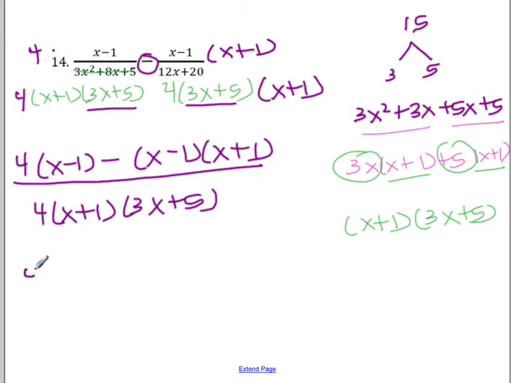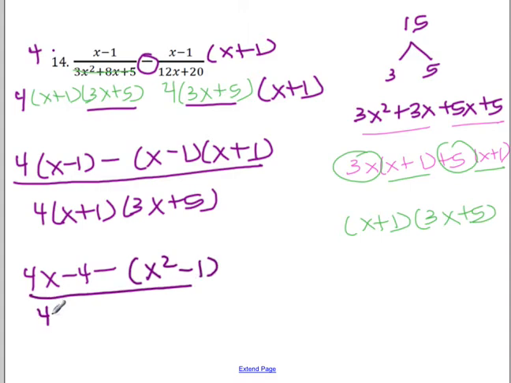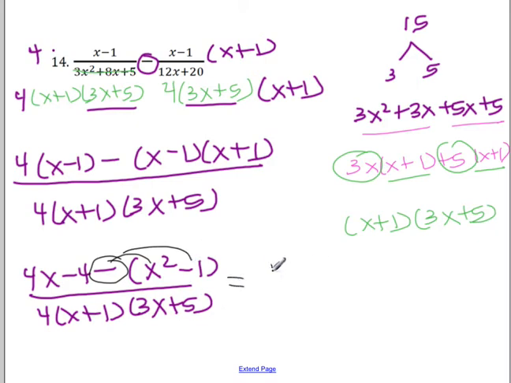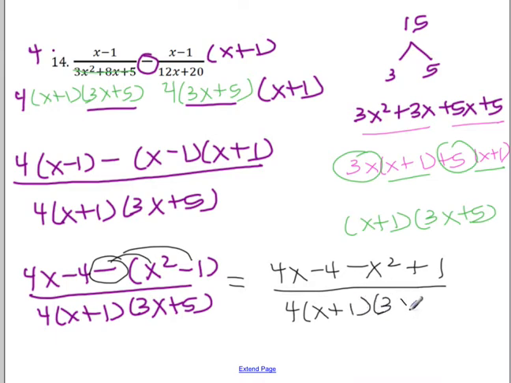Okay, so I would have 4x minus 4. And then the biggest thing here is, remember, this looks like difference of perfect squares. So this should be, I'm going to leave it in parentheses, x squared minus 1. And then if I go ahead and distribute the negative again, I'm just going to rewrite the denominator real quick. Now I need to distribute this negative to everything in the parentheses. I would have 4x minus 4 minus x squared plus 1 all over 4x plus 1, 3x plus 5.